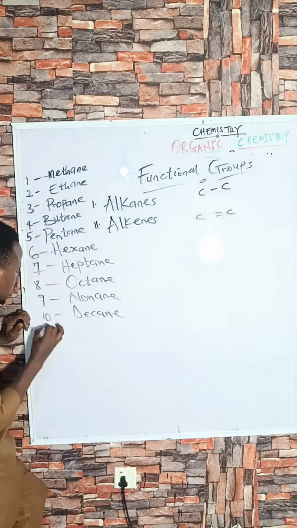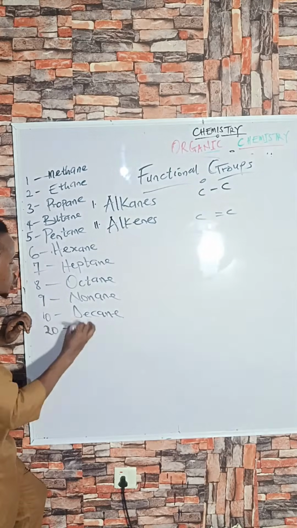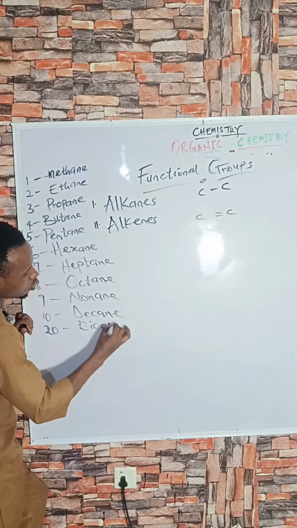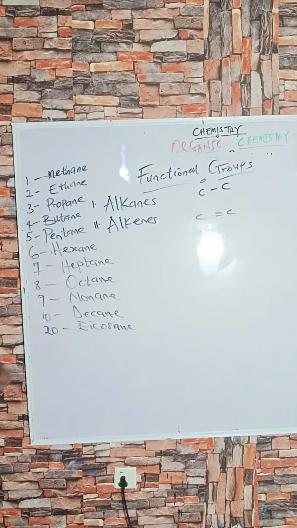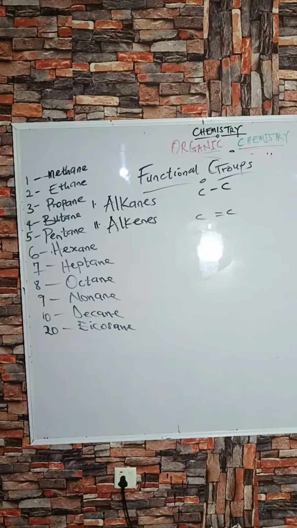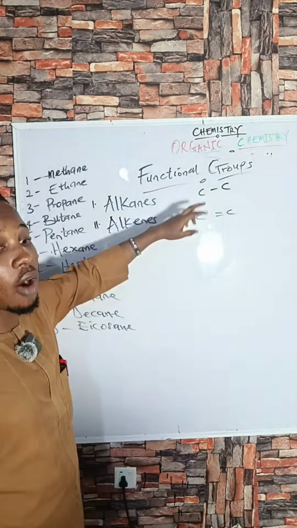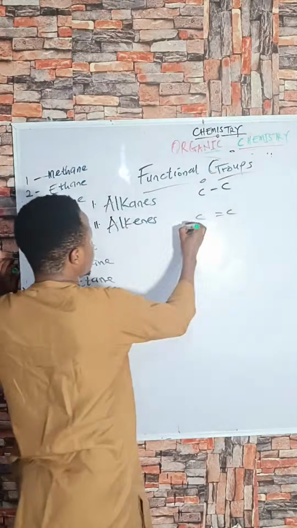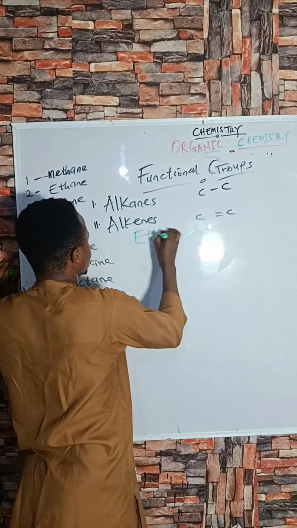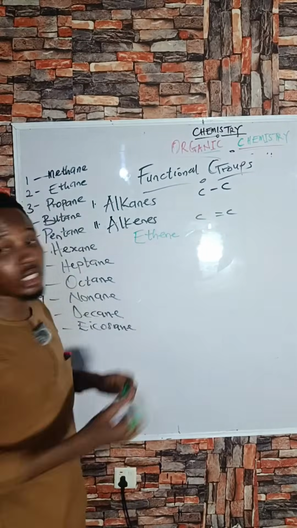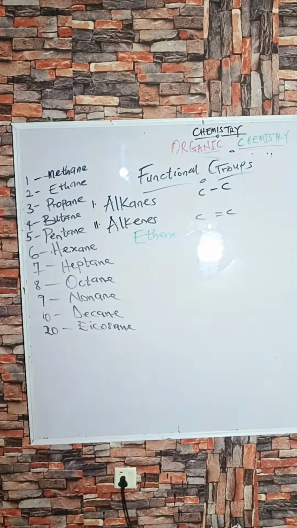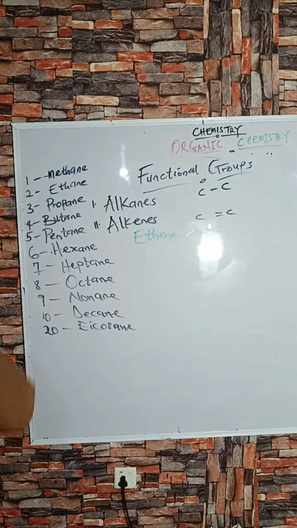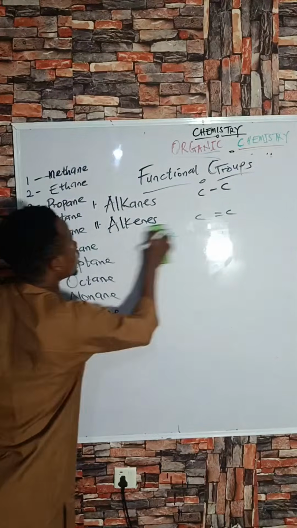Let me just add this one as a bonus, eicosane. All right. That's the homologous series. Okay. So if I'm having 2 carbon atoms now for alkene, I expect that it will be what? Ethene. Not methane. You get it now. So we're having ethene. Okay. So that's for the second homologous series.